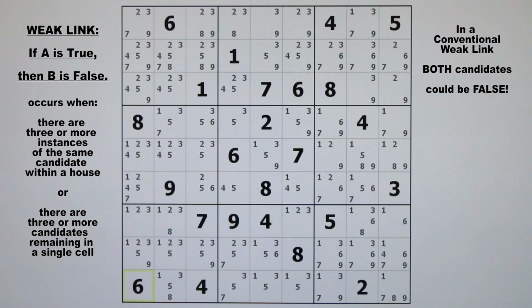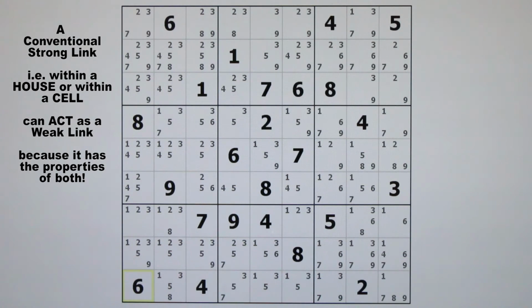Now here's the catch. Notice that a strong link is also a weak link. Because for a strong link, not only can we say if A is false, then B is true, we can also say if A is true, then B is false because there are only 2 of them. For instance, in row 1, these 2 7s, if this one is false, that one is true. But because there are only 2, if this one is true, that one is false. So a strong link can act as a weak link if need be.